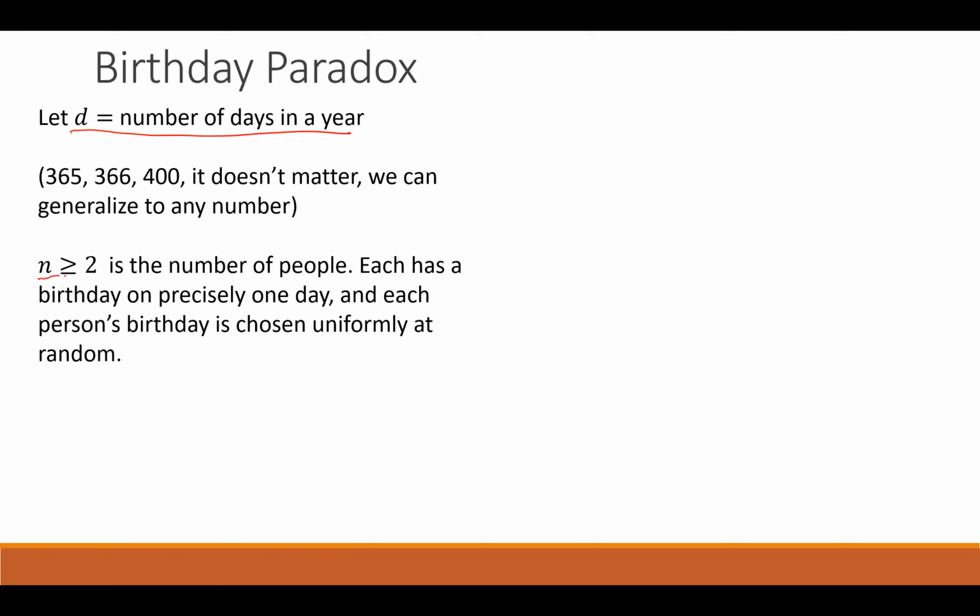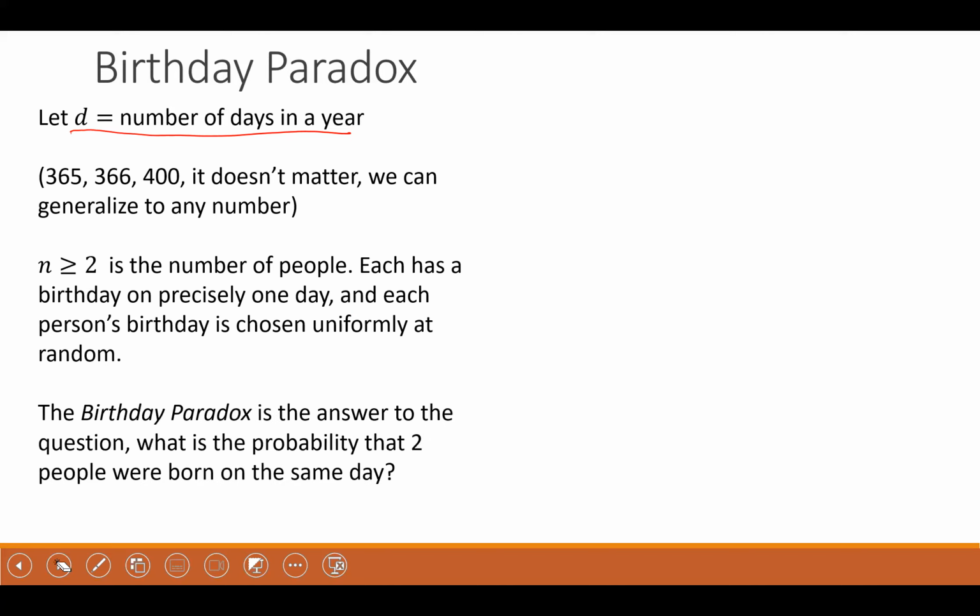And then we're going to have some number of people, at least 2, and everybody has a birthday on precisely one day, and we're going to assume it's a uniform probability space. So that means everybody's birthday is chosen from our 365 days, or whatever number, uniformly at random. And then what is the probability that 2 people were born on the same day? This is known as the birthday paradox. It's not really a paradox. It's very straightforward, but it's surprising.